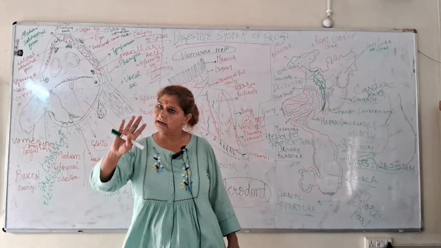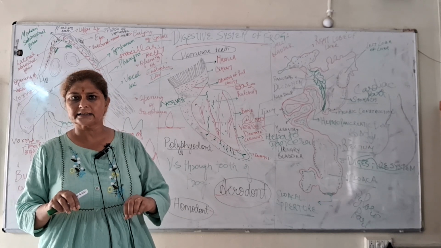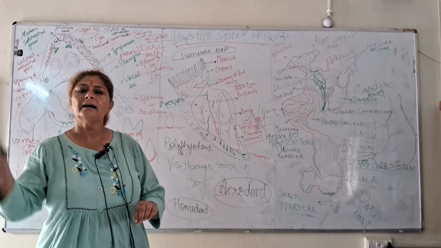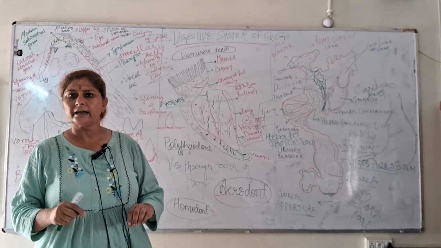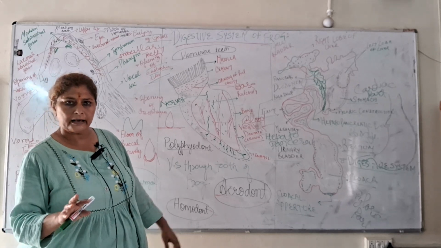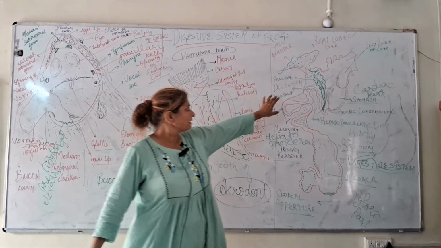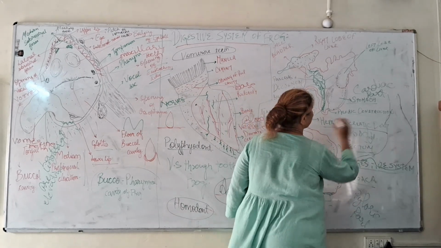Clear? How many openings are there in the cloaca? The undigested food also comes out there by the anus, then the excretory system's, then the reproductive system's. Clear? Then there is the opening of the hepatopancreatic duct.